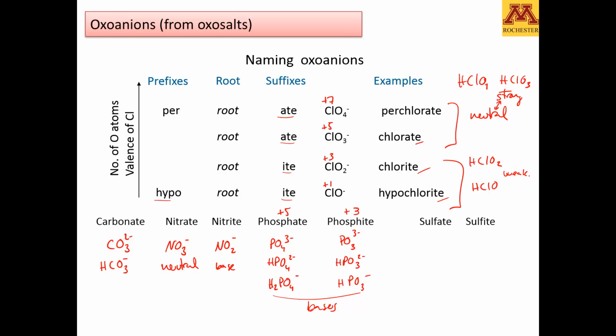They can accept protons. Sulfate. Sulfate is the conjugate base of a strong acid, therefore it is neutral. And sulfite, the oxidation state on the sulfur is +4 if you count it. This is sulfite or hydrogen sulfite. They both behave like bases.